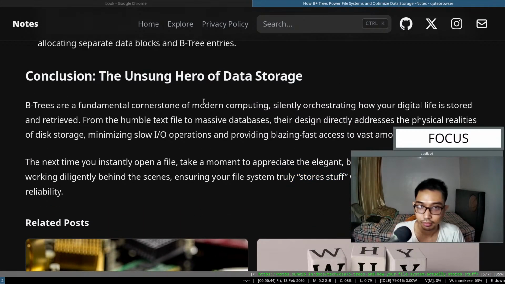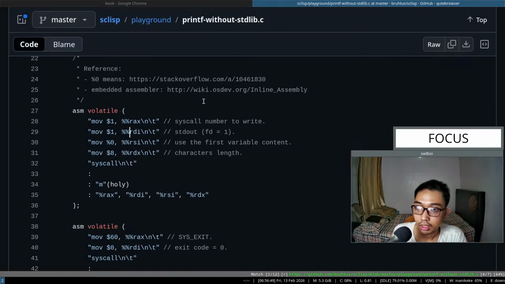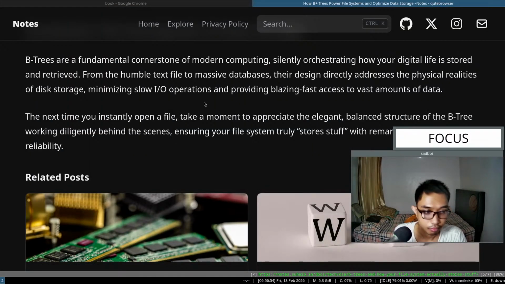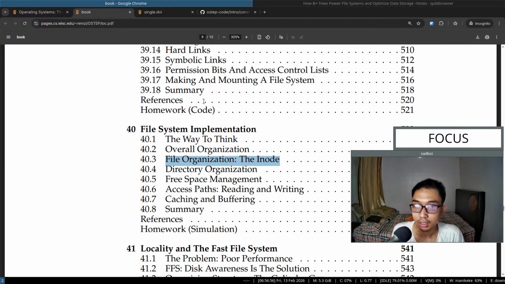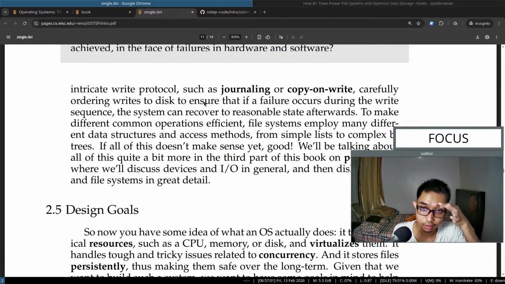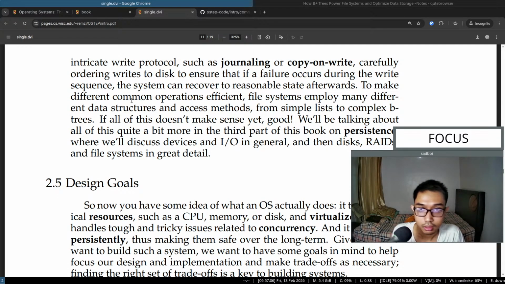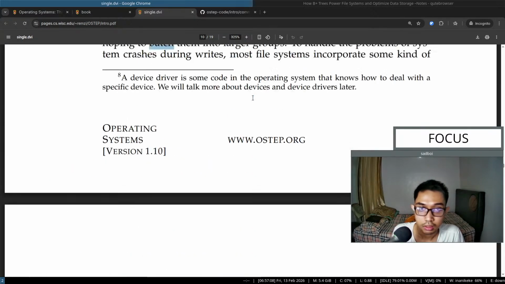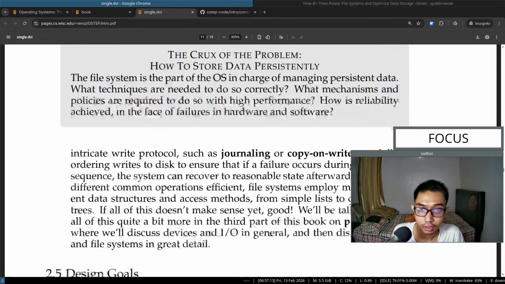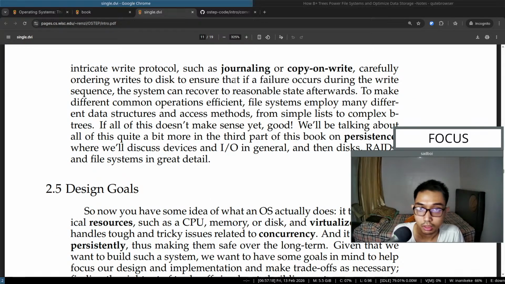Alright, so that's a little bit about B-trees. Okay. Let's continue here. Okay, where is it? Some kind of intricate write protocol and write carefully. Okay.